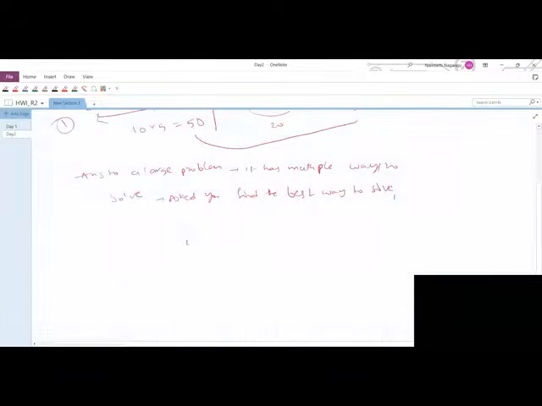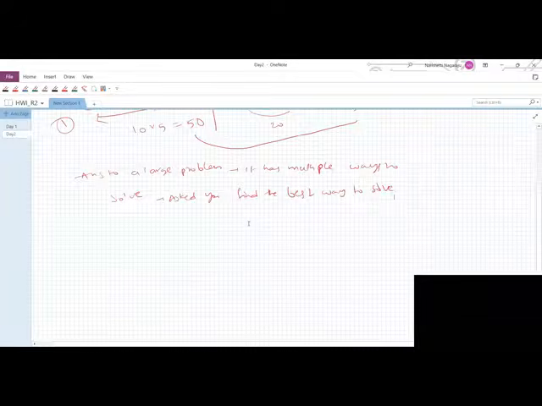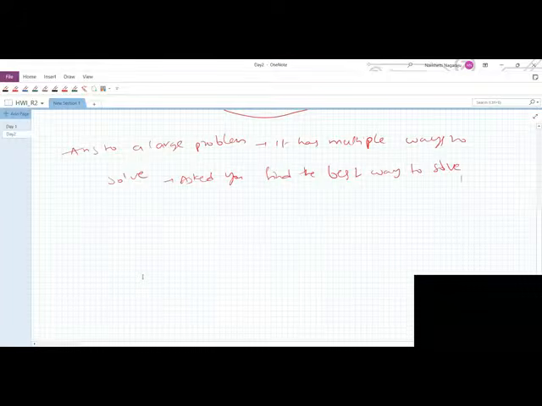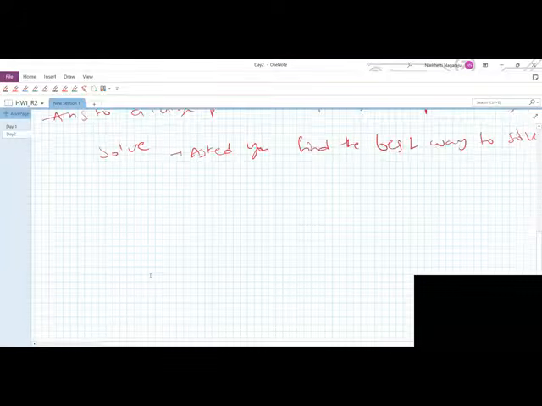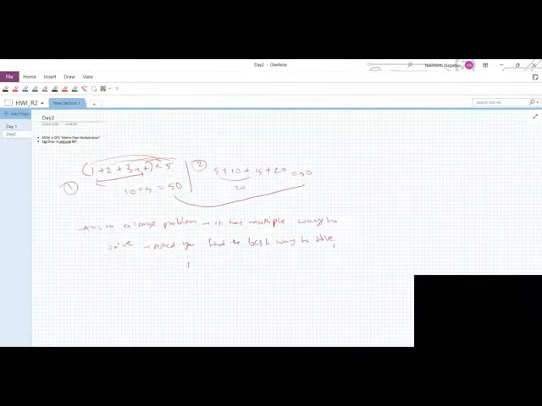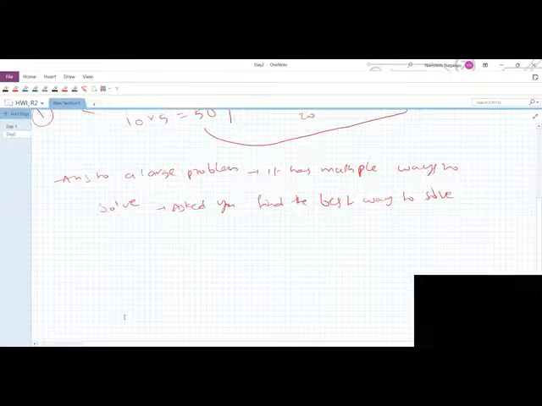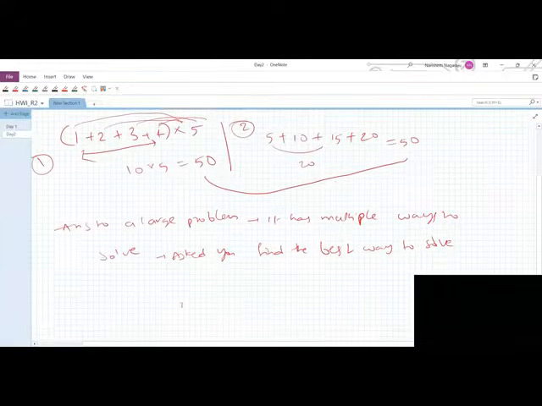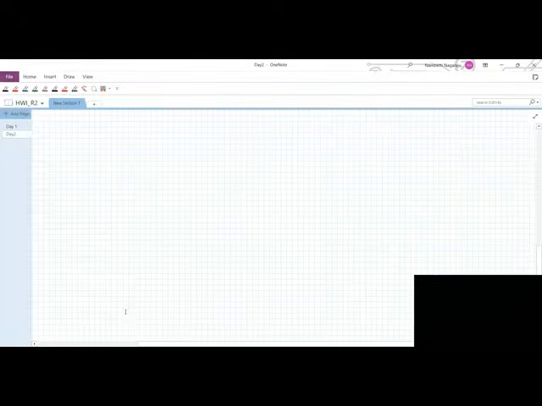As I said, when you have a larger problem and that problem has multiple ways to solve it, and you are asked to find the best way to solve it, then you need to think about the partition DB approach. For this particular matrix multiplication, we will see why we are using this approach. First of all, we will take two matrices and then we will understand the situation.